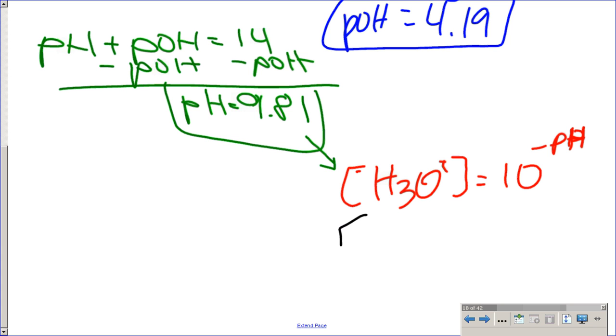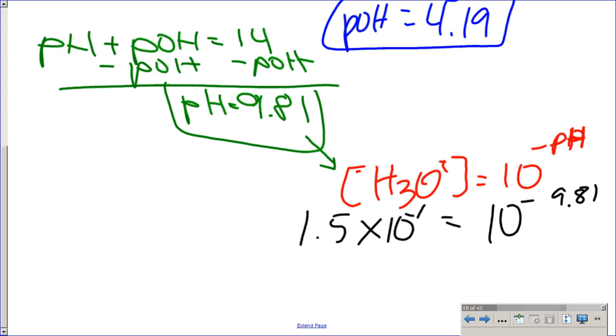So hydronium is 10 to the negative 9.81. So it's like something times 10 to the negative 10. Yeah, 1.5 times 10 to the negative 10. Okay, so this is hydronium, and we're done with that one.